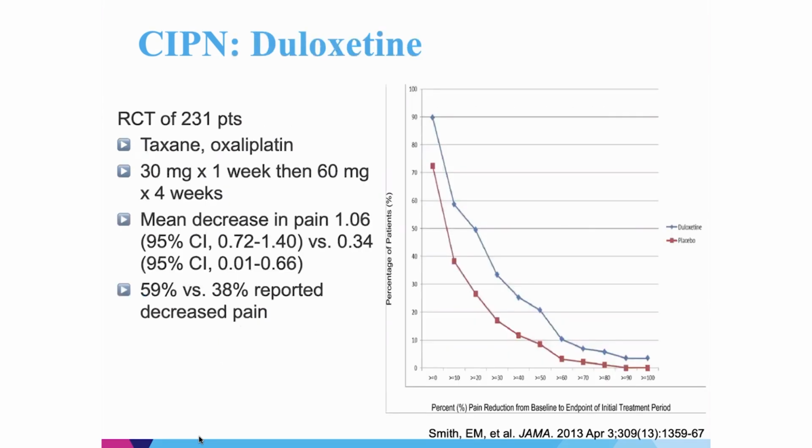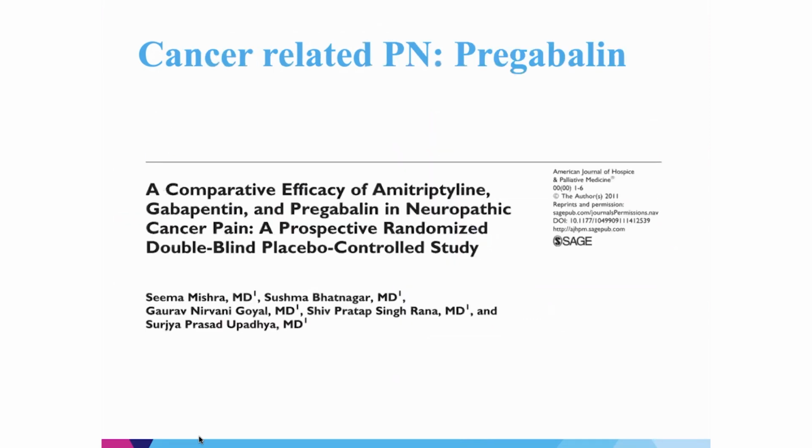So this is duloxetine. This is an RCT that was done a few years ago, looking at patients who had gotten taxane and oxaliplatin, which are two drugs that cause peripheral neuropathy. And what they found is that there was a decrease in pain after the 4 weeks. 59% versus 38% reported decreased pain. All of these agents are effective in patients that have pain as a result of their peripheral neuropathy. They're not as effective in patients who do not have pain and have more numbness and tingling. In those cases, it's hard to treat the kind of discomfort associated with going around with numb fingers and toes if there's no pain component associated with it.